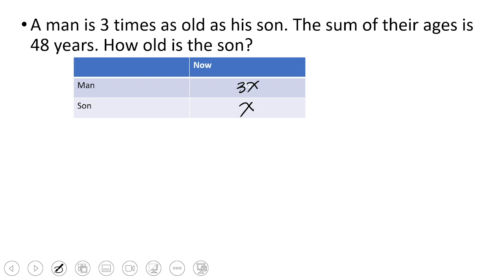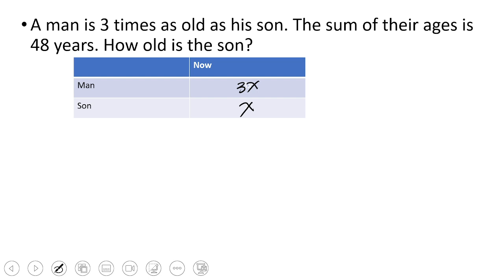And then the condition here, the sum of their ages is 48 years. So it does not give any condition of the past or the future. So we are just basing on the present or their ages now. And that's the only condition. The sum of their ages is 48 years.